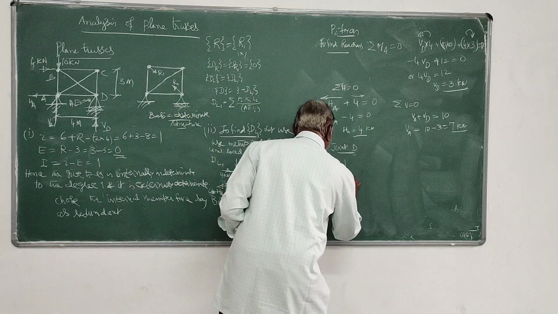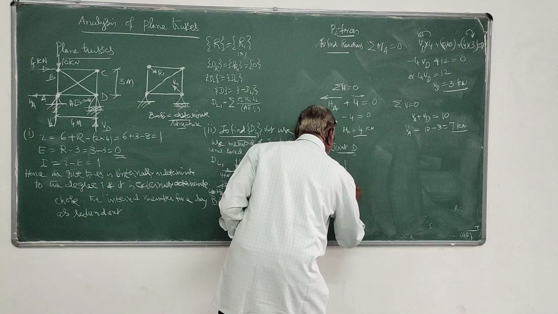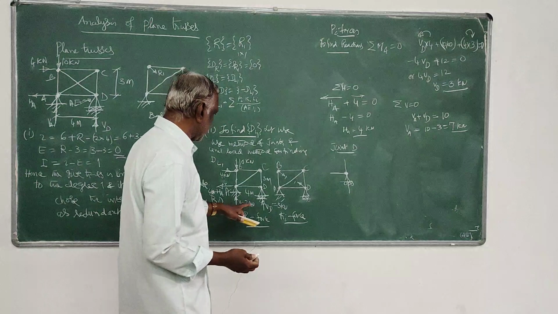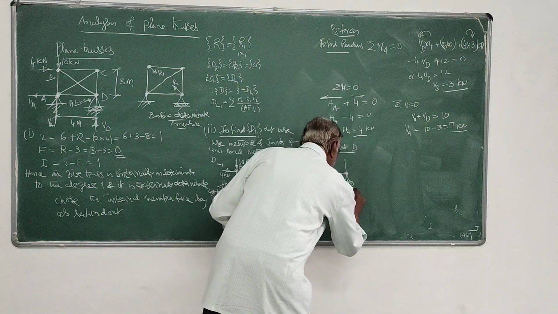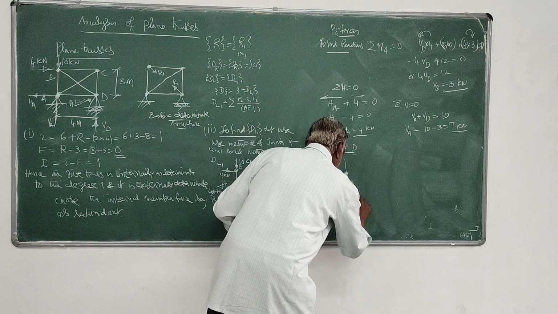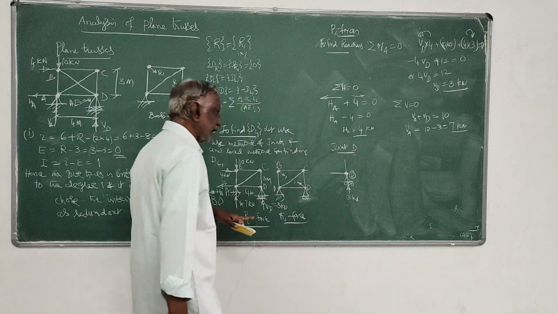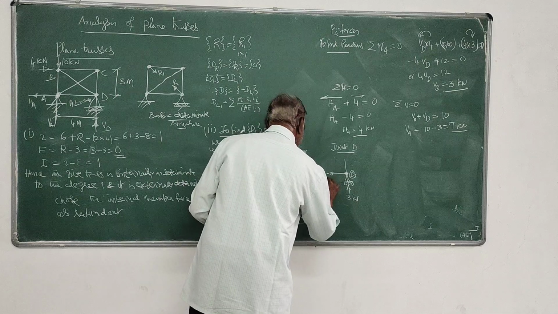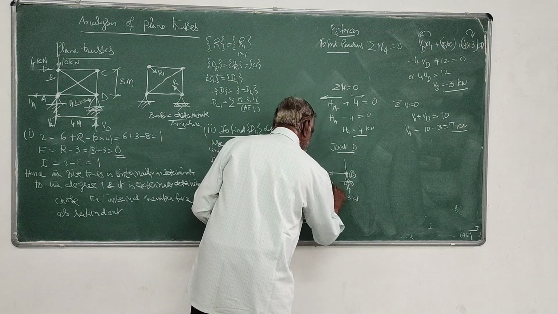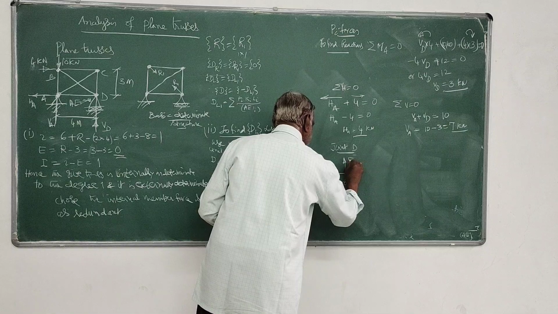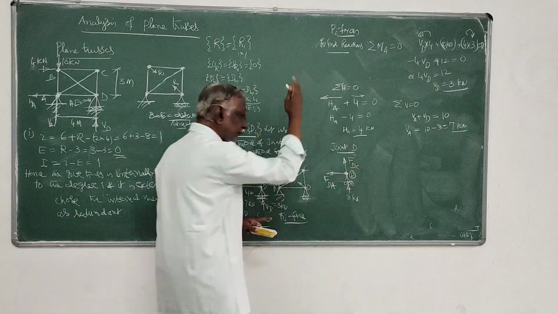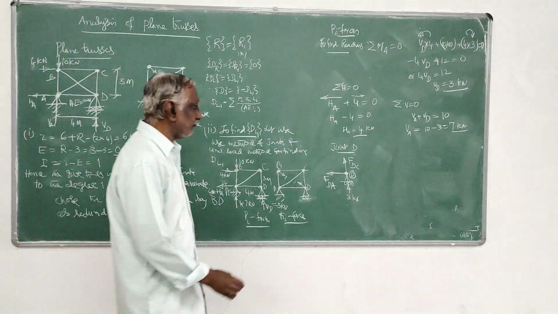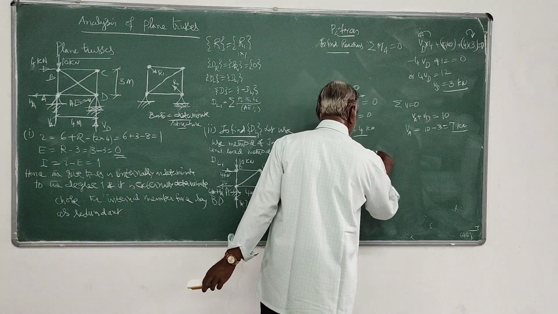For joint D, I draw the free body diagram, mark all the external reactions if at all there are any, and loads if at all they are given. So here you have VD, 3 kilonewtons. This is the joint D I am considering, and there are two unknown member forces. This is FdA, the force in the member dA. This is FdC, the force in the member dC. These are the only two forces. You write that free body diagram and apply two equations of equilibrium.